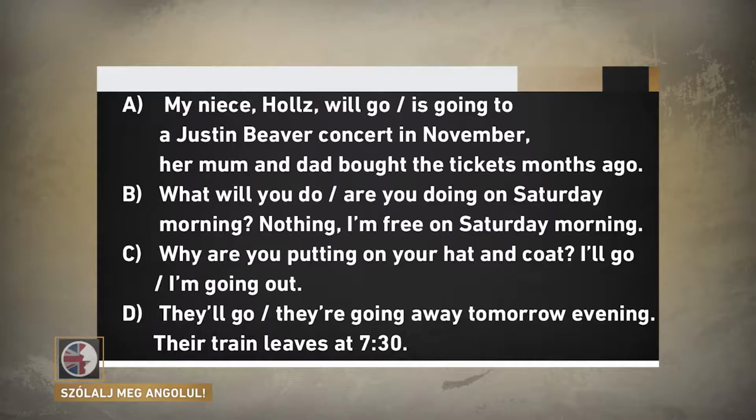All right, now let's have a look at some more examples. Have a look at these sentences and then together we'll check to see which ones use will and which ones use going to. My niece, Holly, is going to a Justin Bieber concert in November. Her mum and dad bought the tickets months ago.